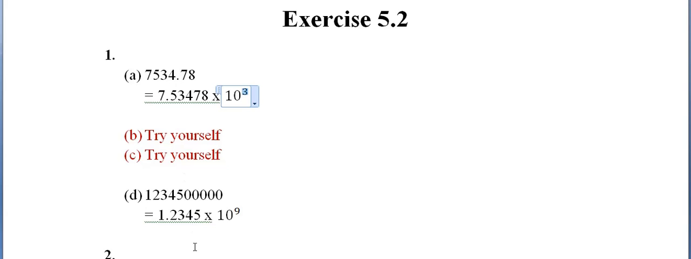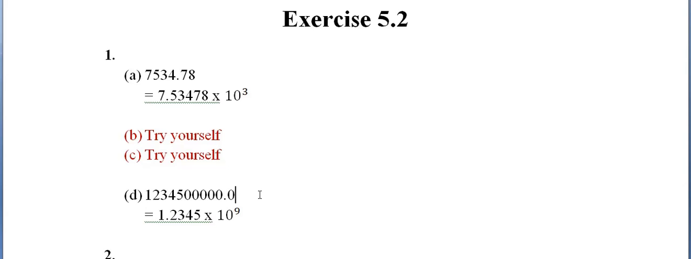Now this number is a non-decimal number, so you have to convert this non-decimal number into a decimal number. So the number is 1, 2, 3, 4, 5, and we have 5 zeros. And we all know that if there is a non-decimal number, then it always means that there is a decimal point towards the right hand side.